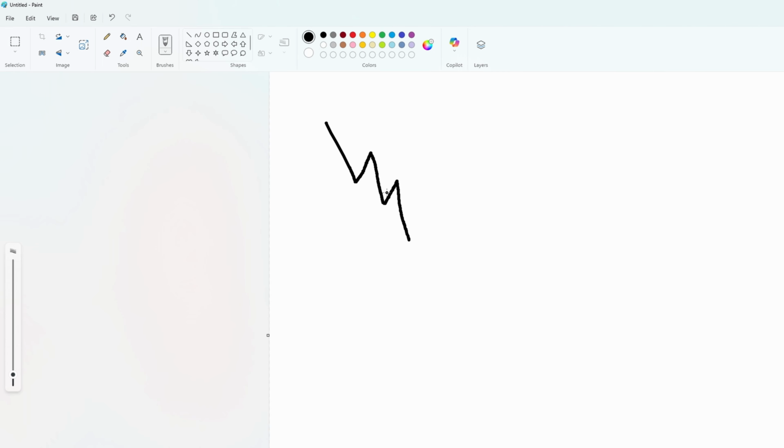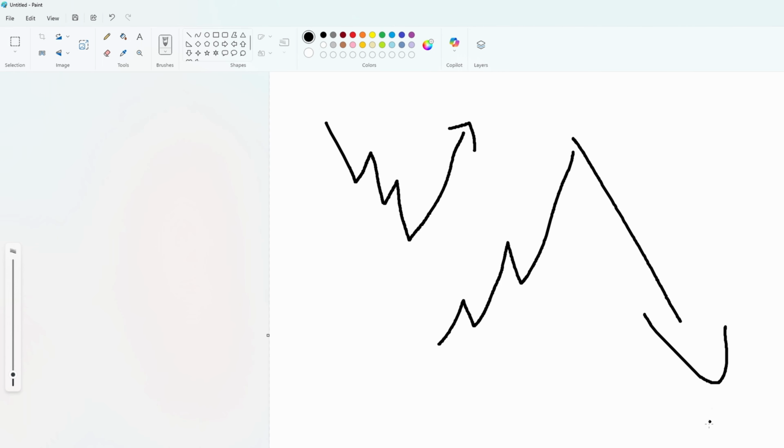So when determining where your reversal is going to be, you want to look at your market structure, determine what your trend is currently doing. If it is trending downwards, you're looking for a reversal to the upside, like this. If it is trending up, you're looking for a reversal to the downside, right?